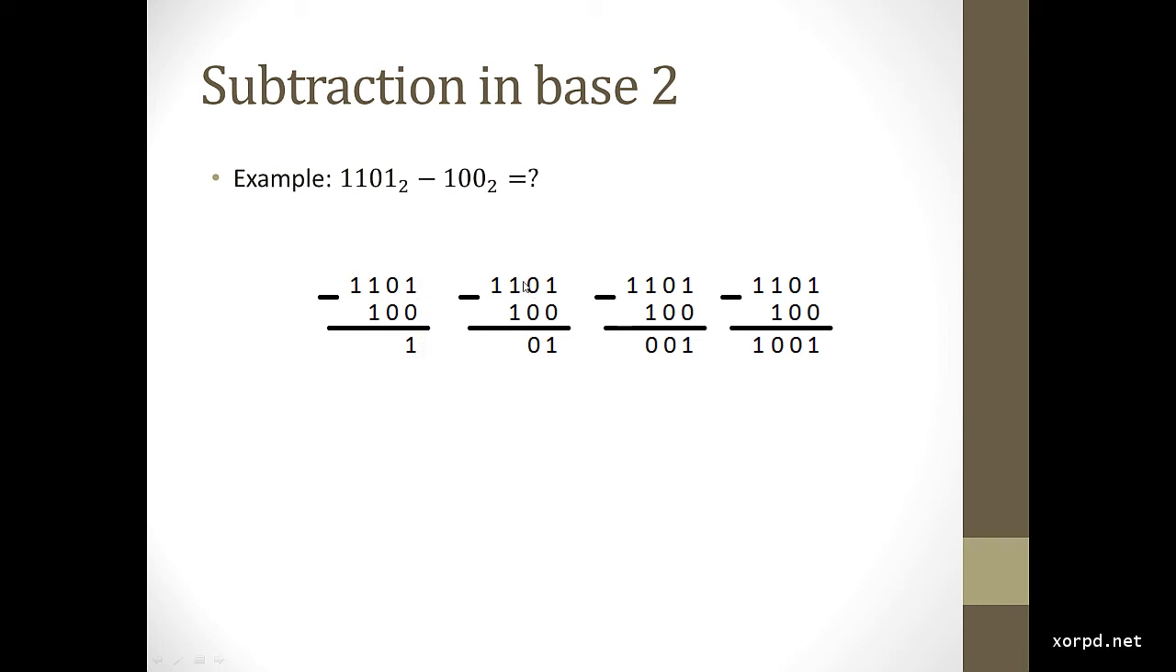Next we move on to the next pair. 0 minus 0 equals 0. And then we have 1 minus 1 equals 0. And finally 1 minus nothing, which is basically 0, is 1. And we get this result. This was a pretty simple example. Let's take a look at something more complicated.